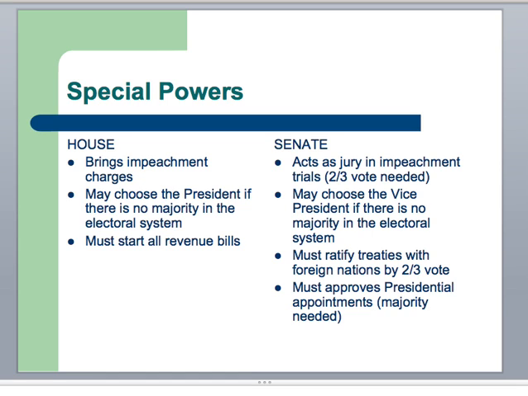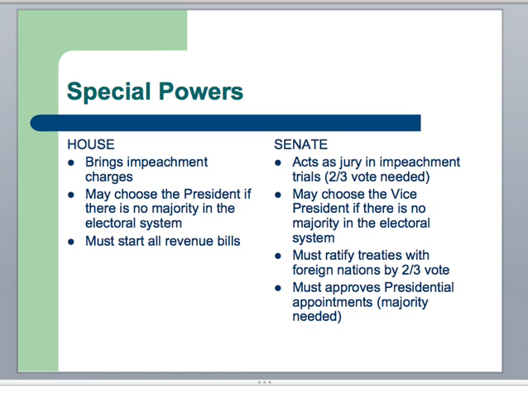Okay, special powers. This is crucial, and these are powers that are unique to each house. You'll notice for the House, all of their powers are because we want them to be connected to the people. We want them closer to the people. So the House can bring an impeachment charge against the president or any judges. If they do something wrong, they can accuse them. That's what impeach means, to accuse. Remember, Andrew Johnson and Bill Clinton are the only presidents to be impeached. They were accused of wrongdoing but not convicted. And that's so the people can hold their elected officials accountable.